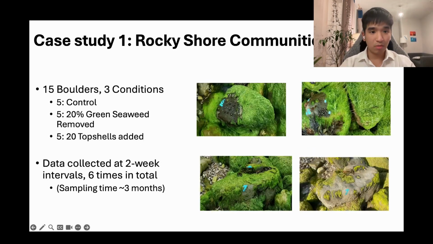So what do we do? We have 15 boulders with 3 experimental conditions. For 5 of them, we don't do anything, we just let them sit. For the next 5, we're removing 20% of the green seaweed. For the next 5, we're adding 20 top shells, so we're significantly increasing the grazing pressure on these 5 boulders. Data is collected at 2-week intervals, 6 times in total, which gives us a sampling time of around 3 months.